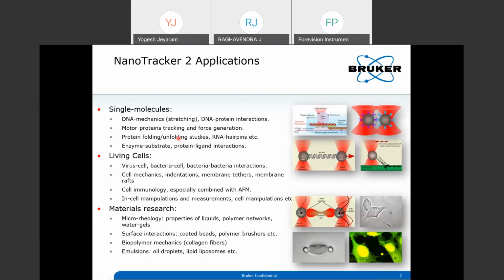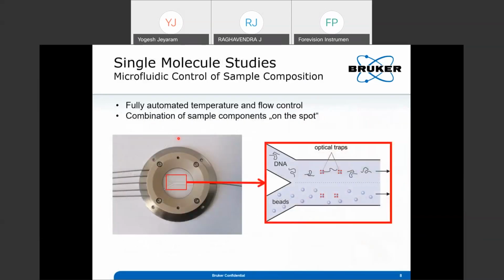You can do this kind of analysis, right? Okay. So let's start with the single molecule studies. If you think about that, so if you have a DNA, let's take it for example, and then you want to attach some beads to it, right?